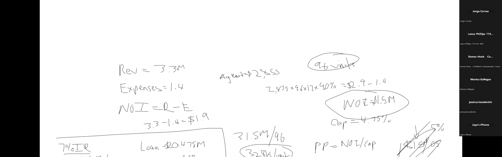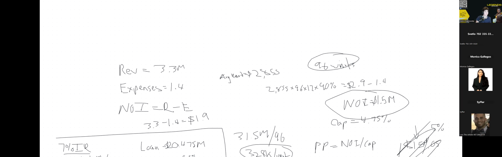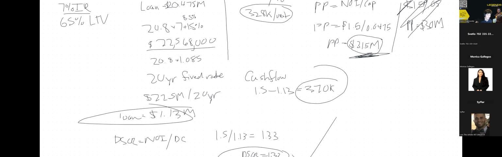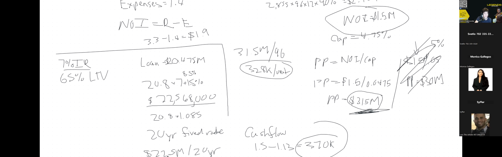Nick, it's Monica. I need to back up a little bit, just over the 20-year fixed rate. There was a number that you were using. Was it the 22.5 million? Yeah, 22.5 million is the loan after the interest. So that would be the total amount we're paying on the loan over the 20 years.